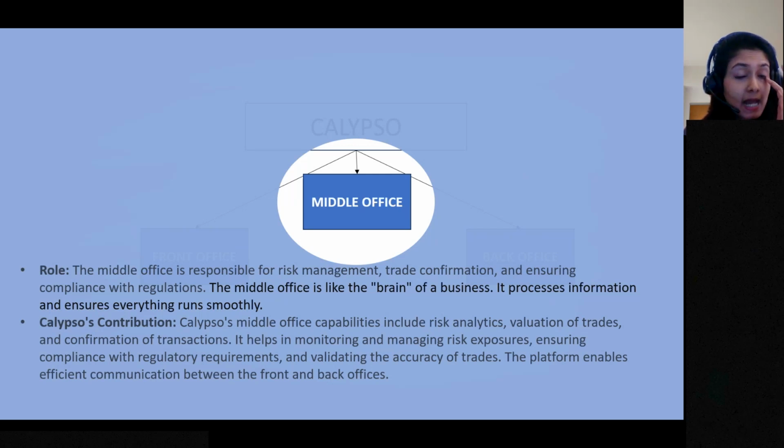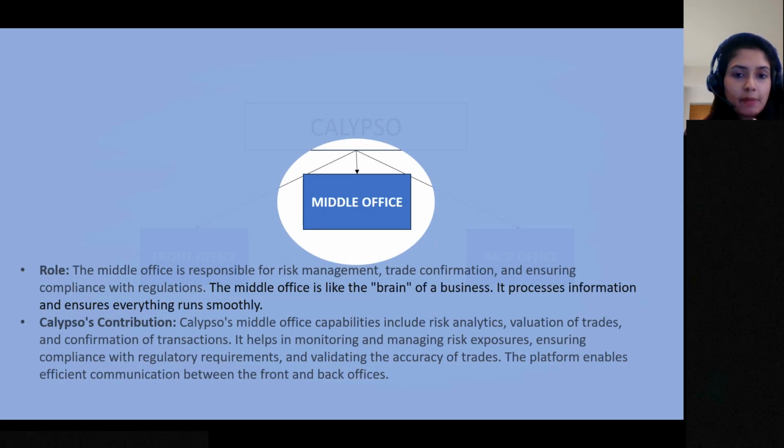So that acts like a middle office. In Calypso, middle office is capable of the risk analysis, the valuation of the trades, and, as I mentioned, the risk and validation of what the orders have received. So I have placed an order. The middle office will decide, okay, we have to prepare this in a proper manner in order to deliver it.